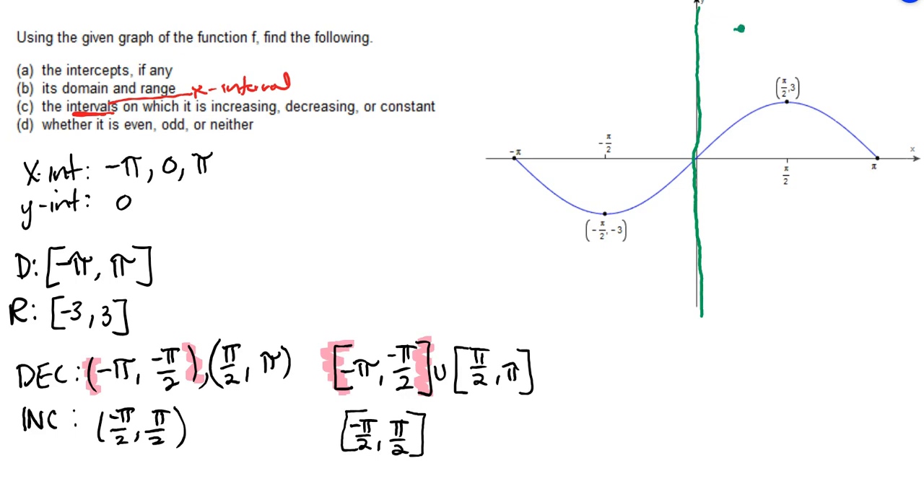So if we have a point on one side of the y-axis, we would have a mirror image of that point on the other side of the y-axis. So if we have (x, y), we would have a mirror of that point, (-x, y), with the opposite x values but the same y values. You can see here I have this point, pi over 2, 3, and I don't have a mirror image of that point over the y-axis, so we do not have even. This function is not even, and it doesn't have y-axis symmetry.